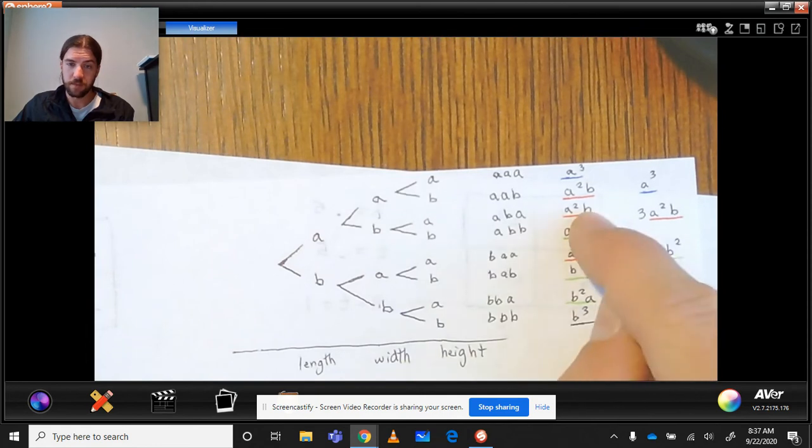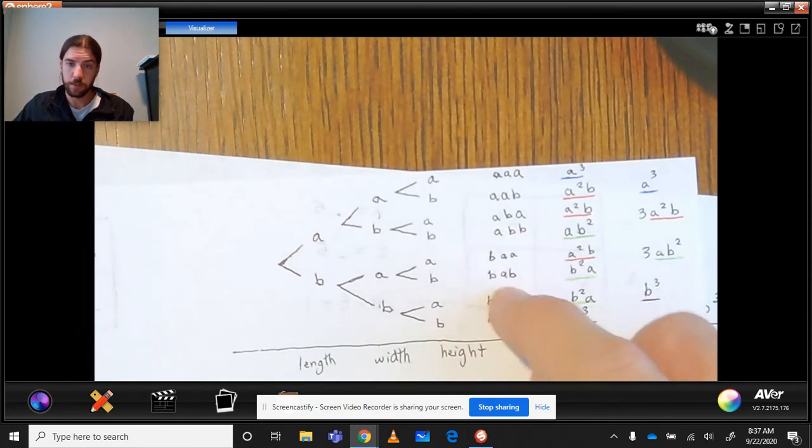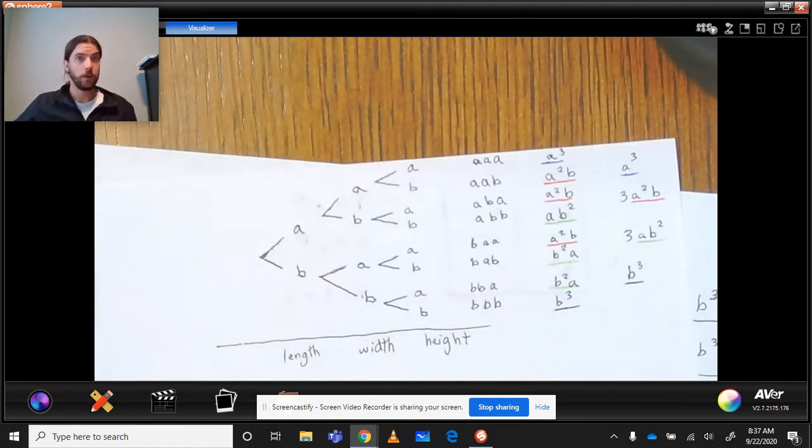We have 3 ab squareds if we follow those paths. So abb, bab is b squared, bba, 2 b's in there, so b squared a. And finally there's just one of these options. Okay, so that is what we were talking about there.